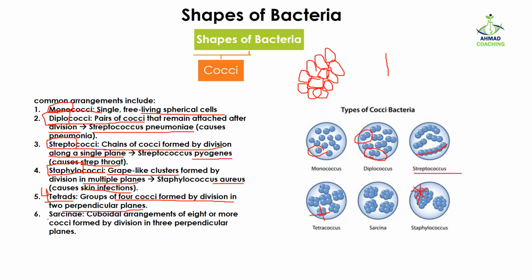Another arrangement of cocci is sarcina. Sarcina is a cuboidal arrangement of 8 or more cocci which are formed by division in 3 perpendicular planes. So we have here 4 and then 4. When these two combine with each other, we will have a sarcina arrangement in which, instead of 2 planes, there is another plane of division which makes it 8, like this. So when the planes of division are 3, they are going to be sarcina. When the planes of division are 2, they are going to form tetrad.